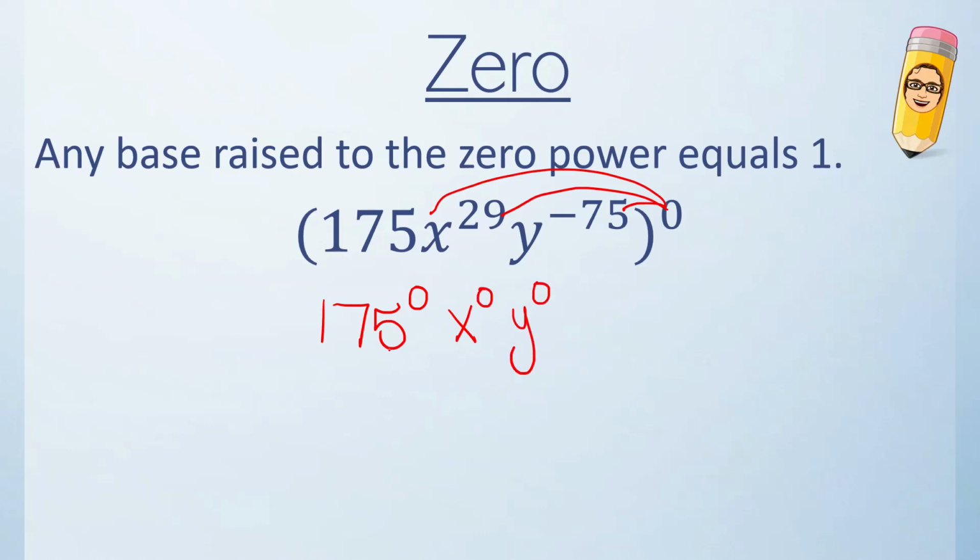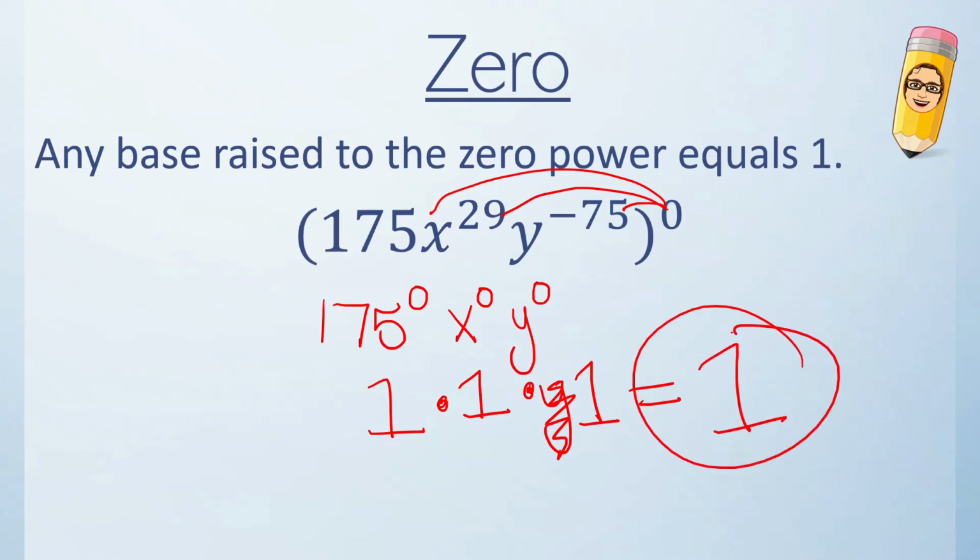Now, here's the cool thing. Anything to the 0 power, anything, is 1. The number 1. So 175 to the 0 power, a 1. x to the 0, another 1. y to the 0, another 1. Oops, got so excited there. 1 times 1 times 1, that's just 1. So anything to the 0 power is equal to the value of 1.